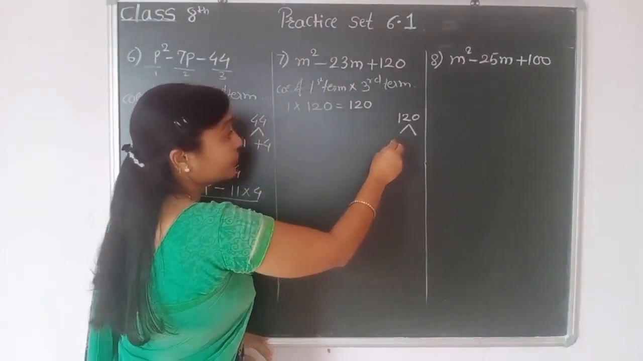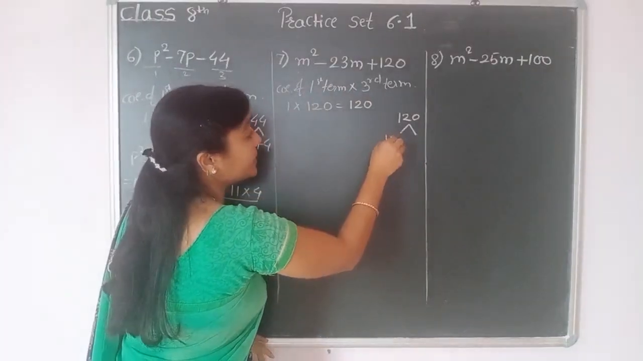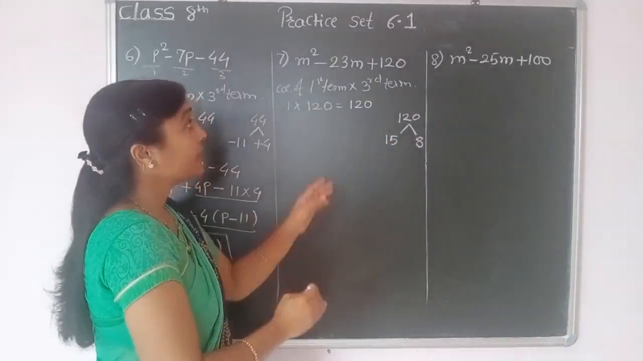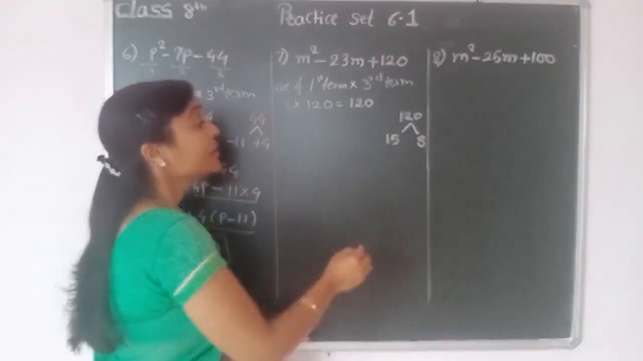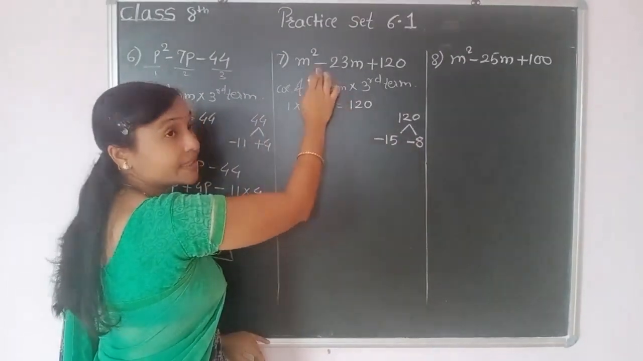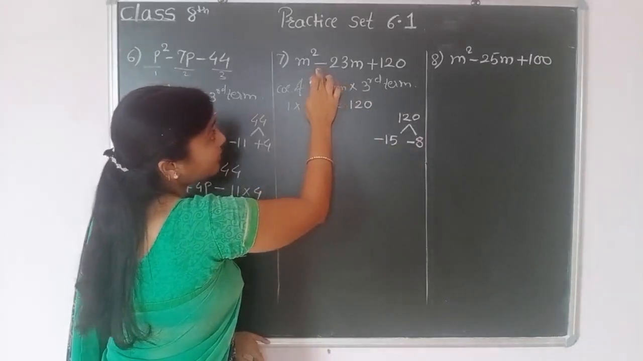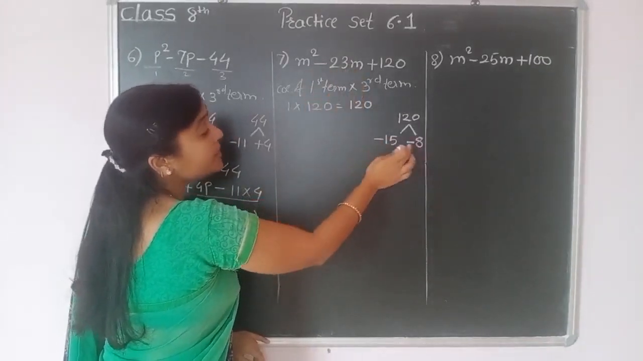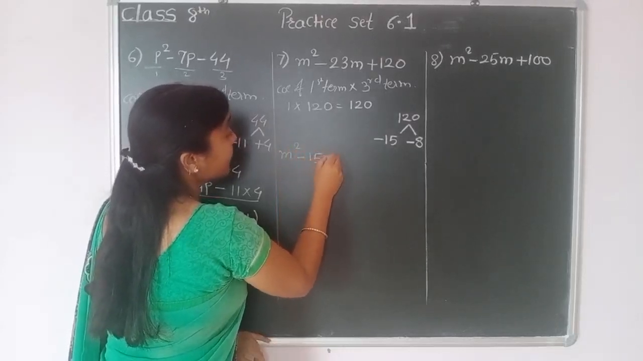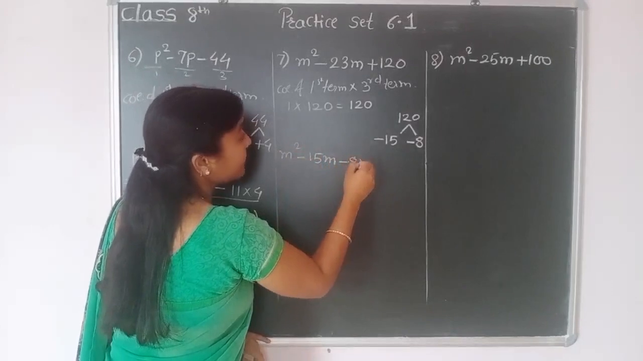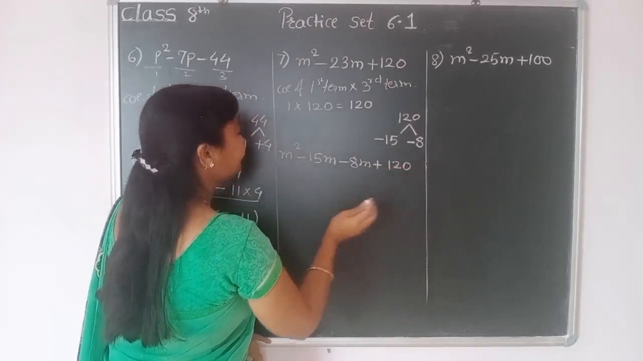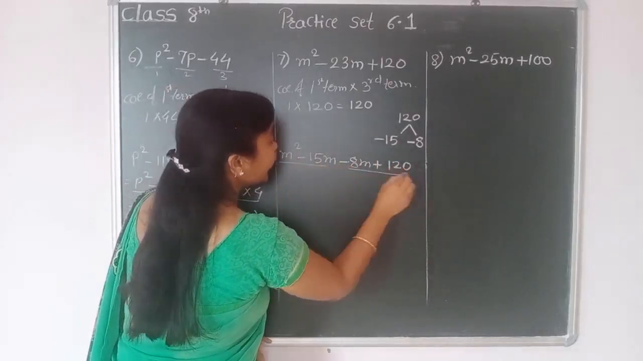Then which are the factors? 15 8s are. 15 8s are. But we want sum and answer sign is minus. So minus minus. Minus minus plus but sign is minus. So split the middle term in the form of these factors. M square minus 15m minus 8m plus 120.